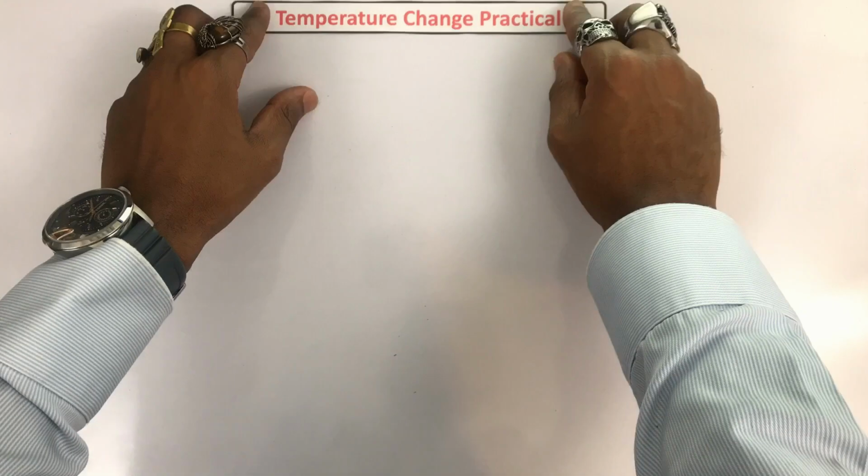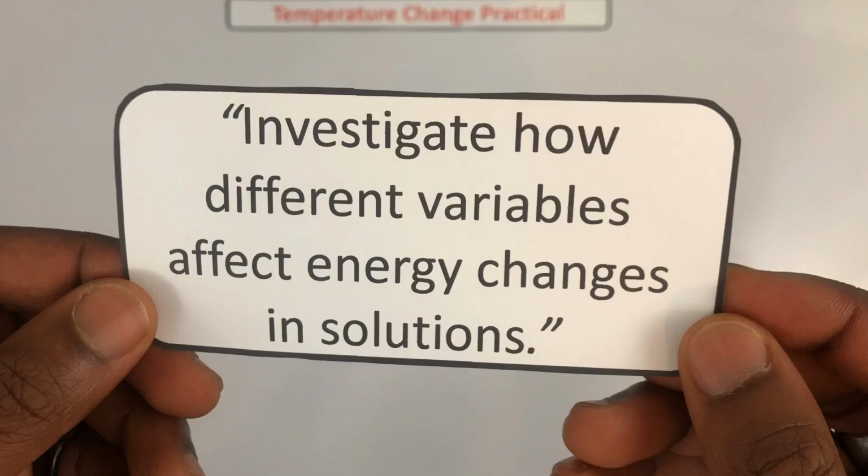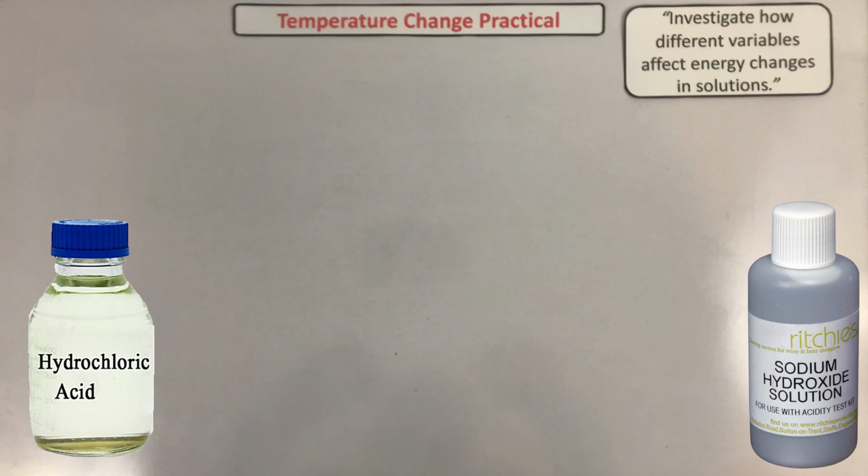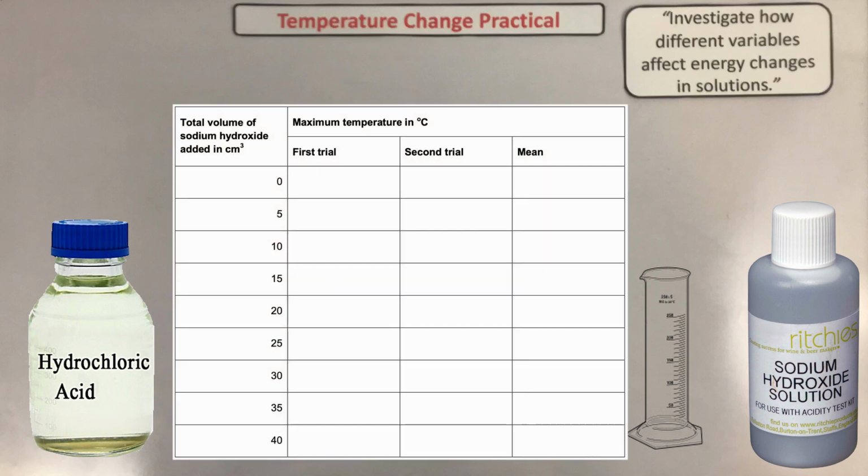It's time for the reaction. You will investigate the different variables that affect energy changes in solutions. In this example, I'll be reacting hydrochloric acid and sodium hydroxide. The independent variable here would be the volume of sodium hydroxide. Look at this table and you can see that I will be going from 0 centimeters cubed to 40 centimeters cubed of our sodium hydroxide solution. Therefore, the dependent variable would be the temperature of the solution.